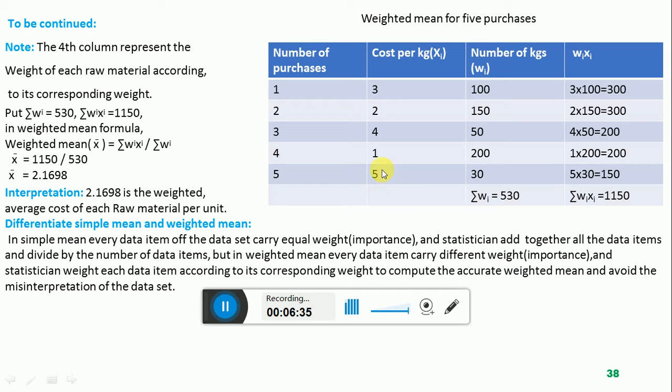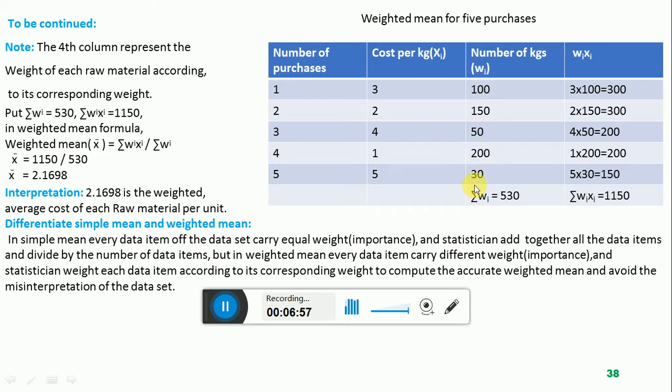Price per kg is 5, so to compute the total cost, we multiply the per kg price by the number of kgs, which gives 150. So these are the 5 different costs of the 5 different raw materials. Now we will add all the 5 different raw materials' individual weights together.